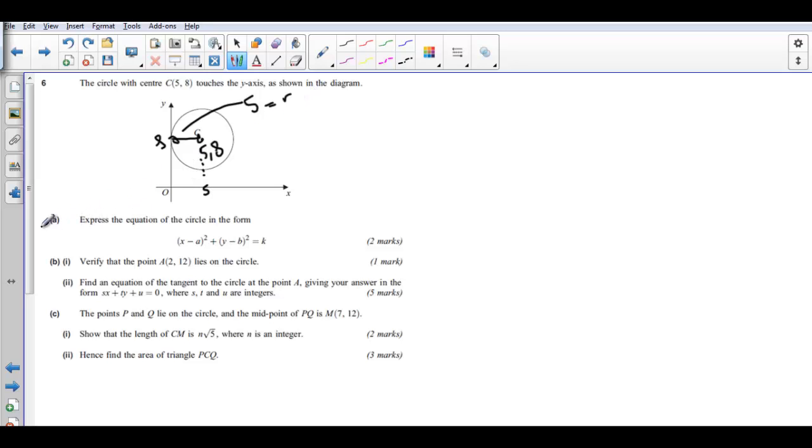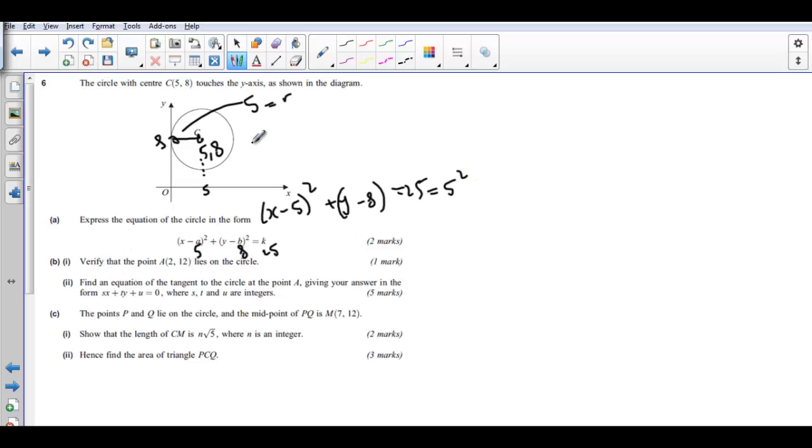Without even reading the question. Part A, express the equation of the circle in the form. Okay, so we know that the centre of the circle is at 5, 8, and we know that this has to be the radius squared, which is going to be 25. So nice easy starter. (x - 5) all squared plus (y - 8) all squared is equal to 25. If you're really keen, is equal to 5 squared.